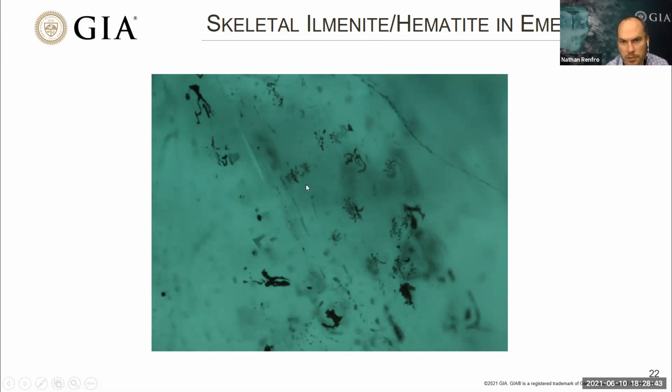And so these inclusions can really give us a clue that we have an emerald from a schist-hosted deposit, and not only that, but from a high iron schist-hosted deposit. Russian stones tend to be a bit lower in iron, even though they're schist-hosted emeralds. And so you typically don't have enough iron to see these kinds of inclusions present in a Russian stone.